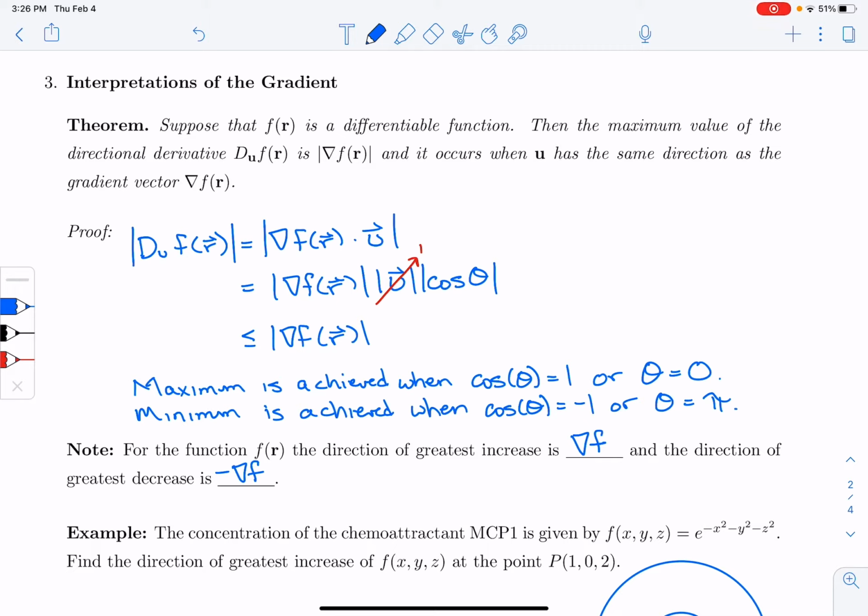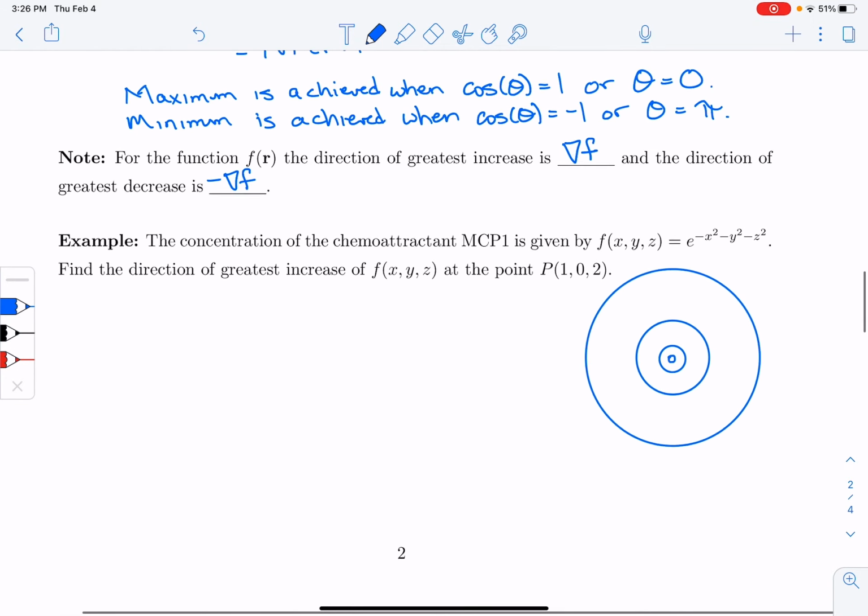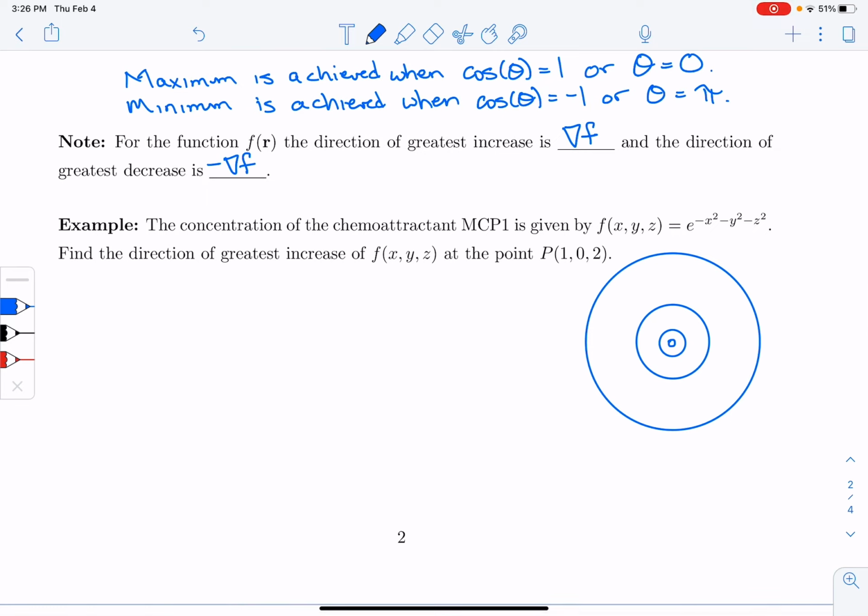Well, this has some practical uses. So let's look at an example. This example says that the concentration of a chemoattractant MCP1 is given by f of x, y, z equals e to the minus x squared minus y squared minus z squared. A chemoattractant is a chemical signal that attracts immune cells in your body. So if you have some sort of infection, then the immune cells need to know where to go, and so they're attracted by something like this chemoattractant MCP1.